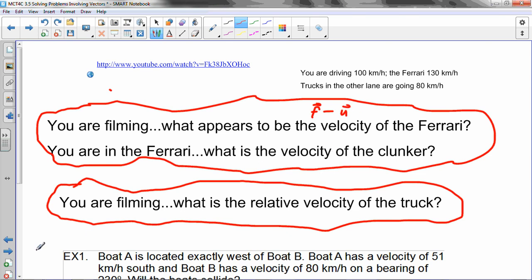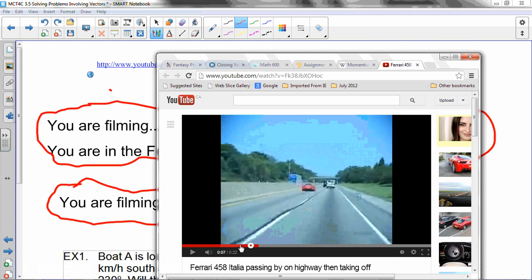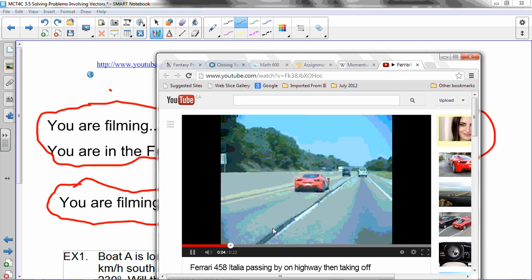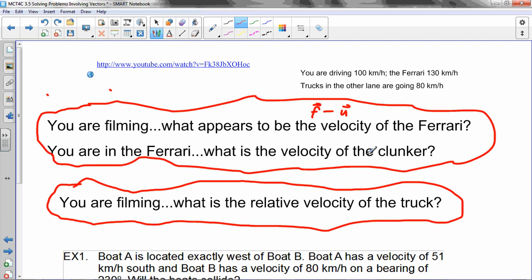But now if we were in the Ferrari, picture that, that'd be awesome, for one. But what would it look like? It would look like the clunker is going backwards, right? So the velocity of the clunker subtract the velocity of the Ferrari. This would be the 100 subtract 130. Notice we can just subtract in this case because they're in the same direction. The direction sort of cancels each other out. And then I'd get a negative number, right? It looks like the car is going backwards in some direction.